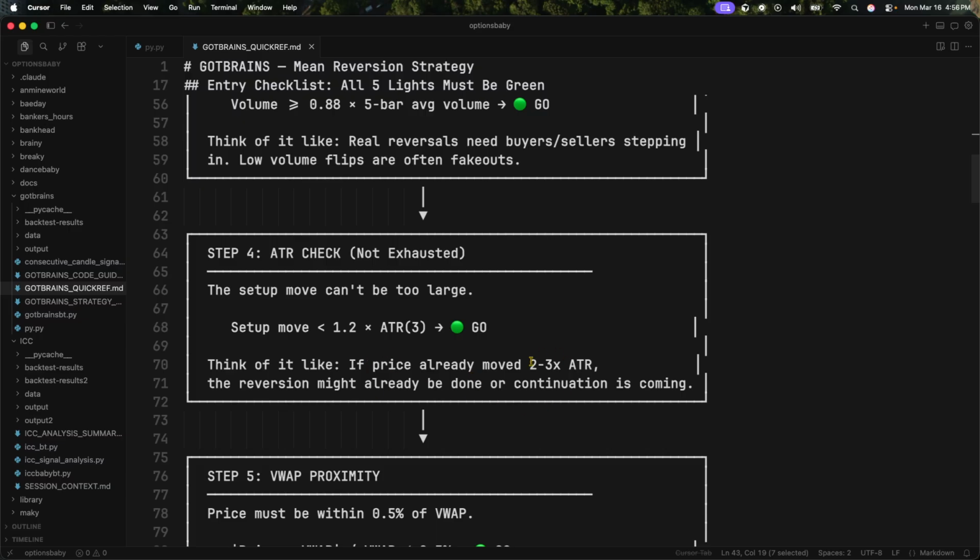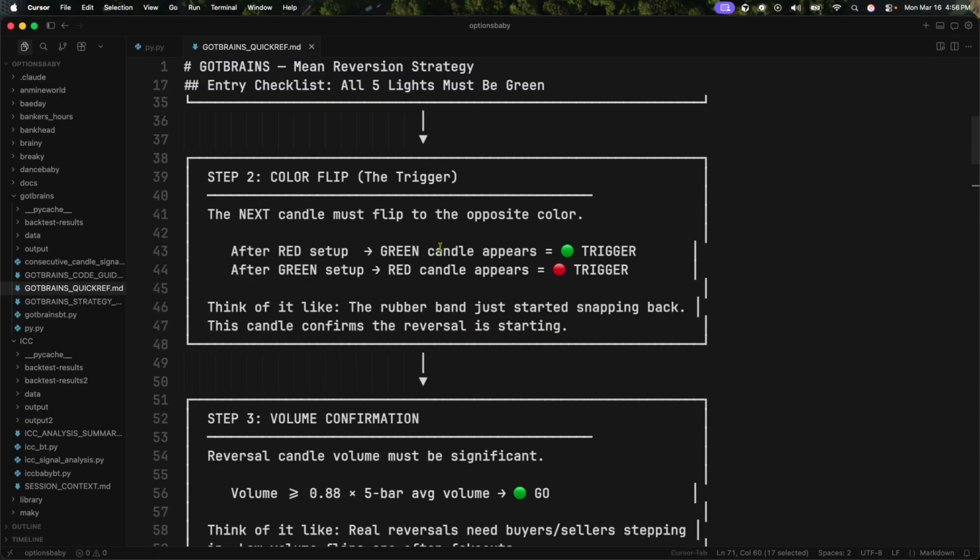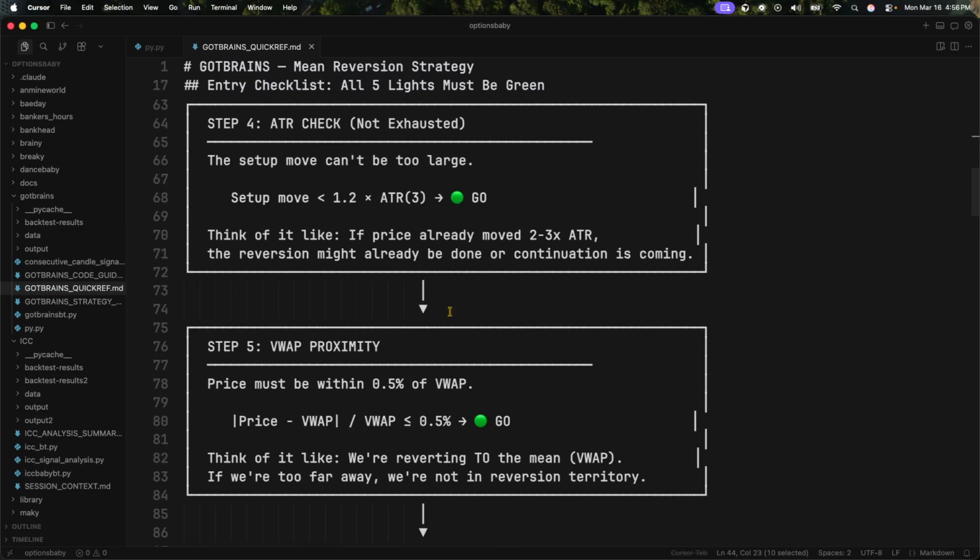So if the price has already moved 2 to 3 times ATR, the reversal might already be done, or the continuation is coming, right? Continuation meaning it's not going to go from a bear to a bull, it's just going to stay straight bear. Or if it's not going from a bull to a bear, it's just staying straight bull, right? So that's why we want to check ATR.